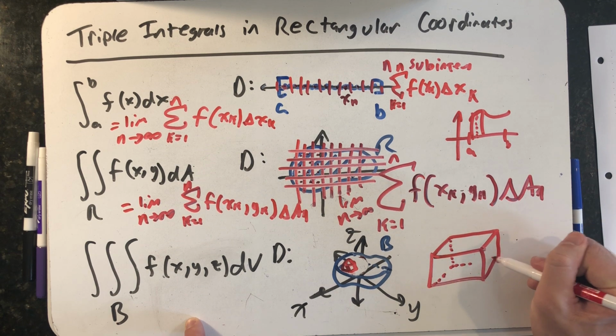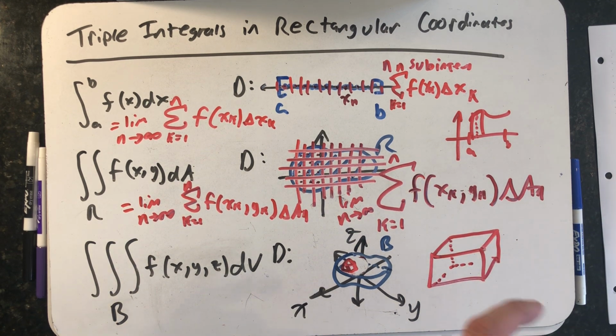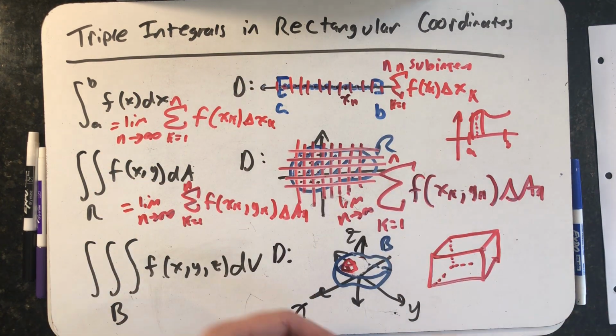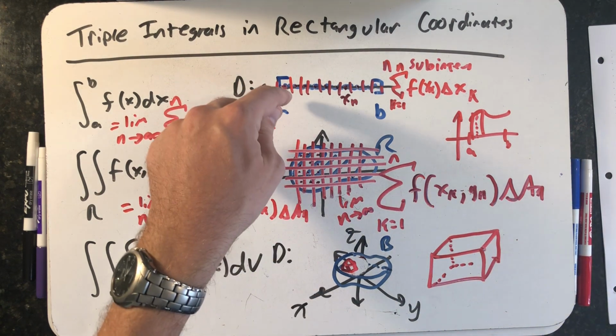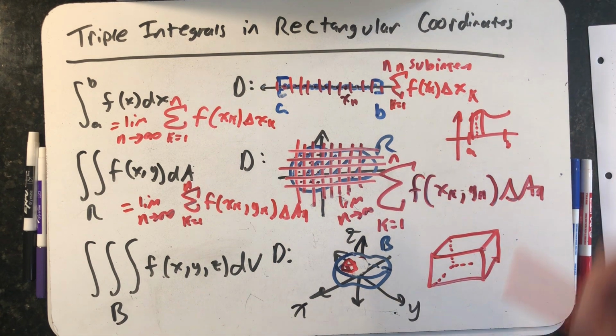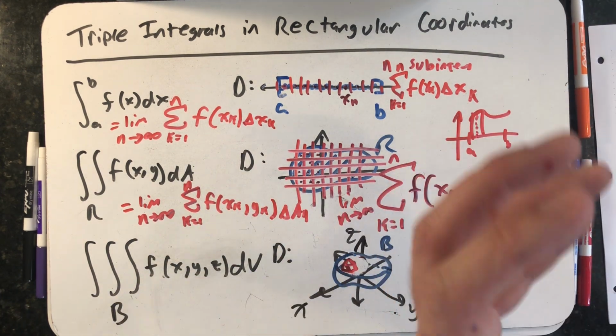Well, I'm going to approach it the same way, right? I partition into little intervals. I partition into little rectangles. I partition into little boxes. And then inside each little subinterval, I take a point. Inside each little rectangle, I take a point. And inside here, inside this little rectangular prism, I take a point. And I do that in every little rectangular prism that would fill that region B.